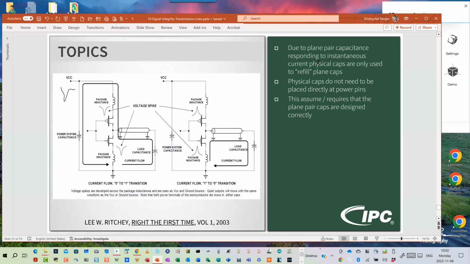So our physical caps cannot respond fast enough anymore, and we're relying on our planar cap to do all of our instantaneous switching. When designed correctly, assuming the plane pair cap is designed correctly, physical caps no longer need to be placed directly at the power pins, because we have placed a physical cap. It's called our power plane, our plane pair. All the rest of those physical caps we're soldering down to the board are just there to refill the plane, so I can put them anywhere on the board I want.